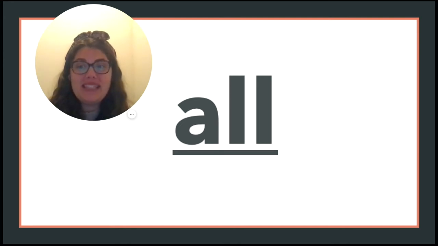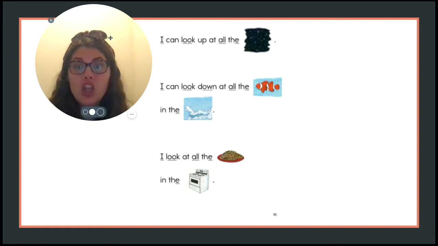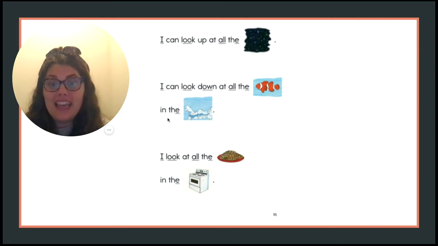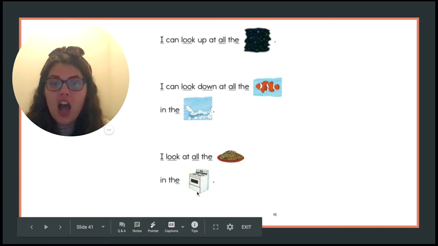Now we're going to read a few sentences from an activity that contain the tricky word all to practice reading sentences with this tricky word. Read along with me. We're going to practice tracking our sentences. I can look up at all the stars. I can look down at all the fish in the sea. I look at all the cookies in the oven.